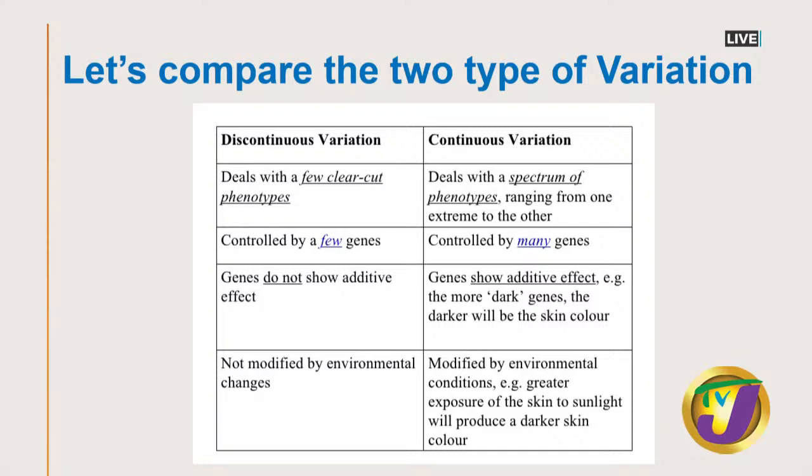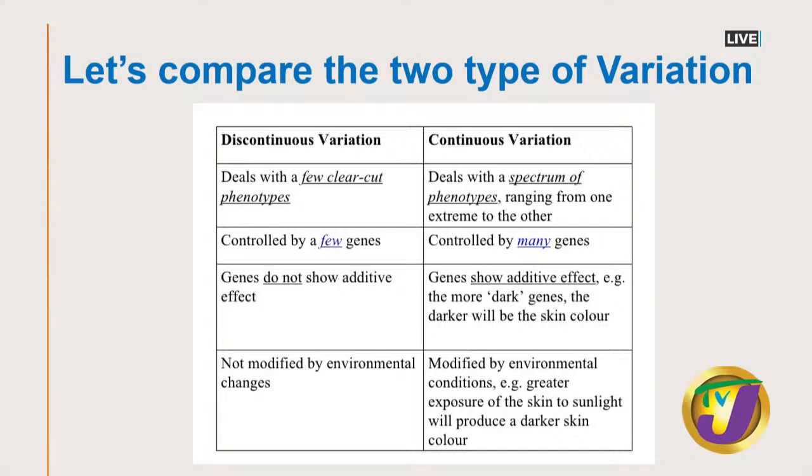For discontinuous, another difference is that genes do not show additive effects. So if you have the gene, that's what it's going to possess. However, for continuous, the genes could show additive effects. For example, the more dark genes, the darker the person will be in skin color. So it is relative and we say it could be changed.